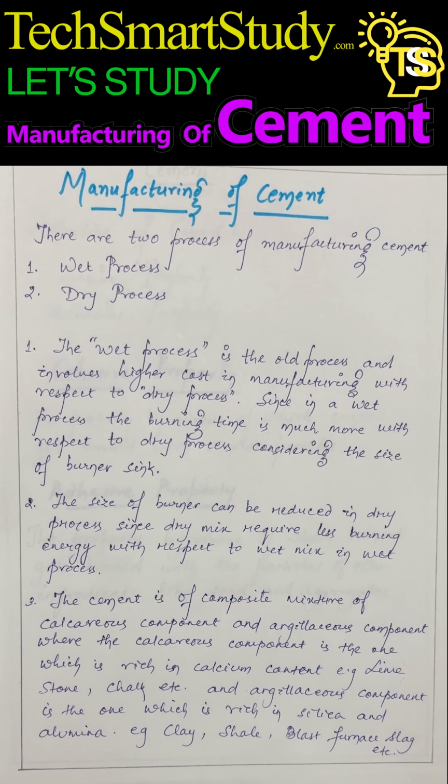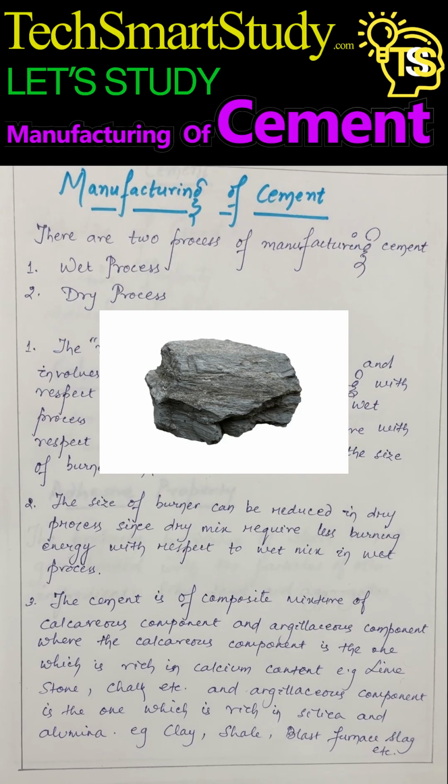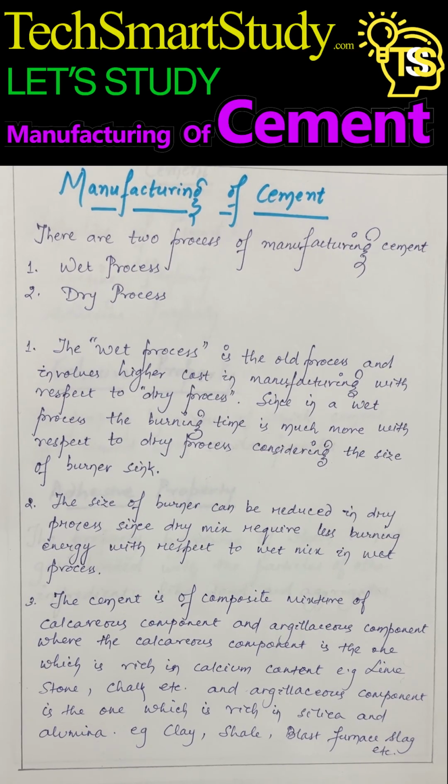The cement is a composite mixture of calcareous component and argillaceous component, where calcareous component is the one which is rich in calcium content, that is limestone, chalk, etc., and argillaceous component is the one which is rich in silica and alumina, that is clay, shale, blast furnace slag, etc.